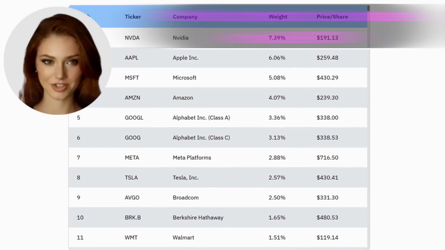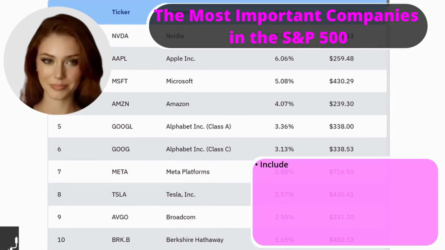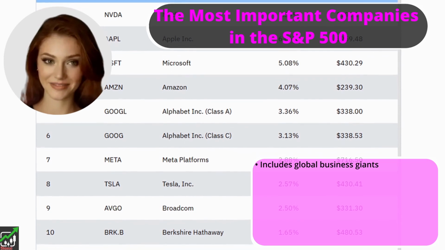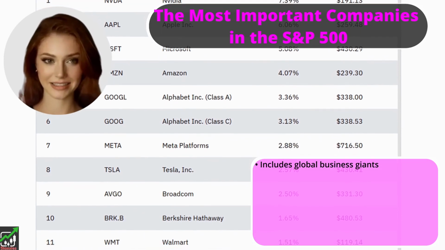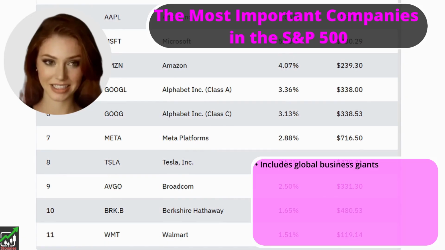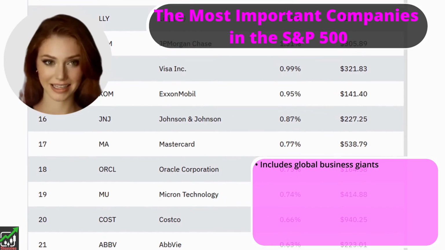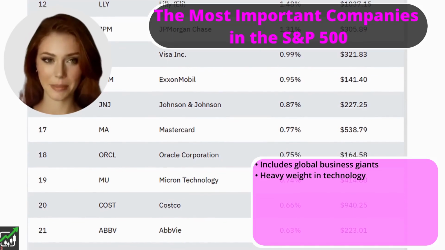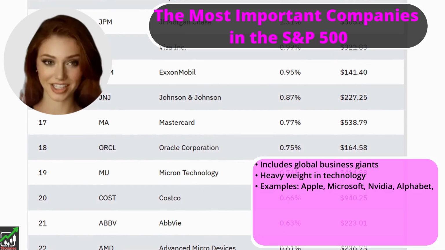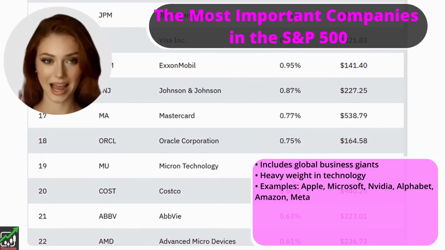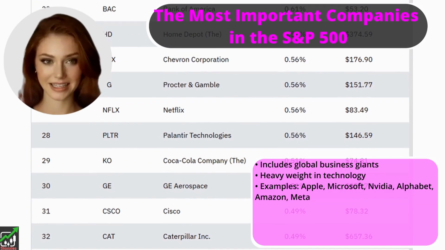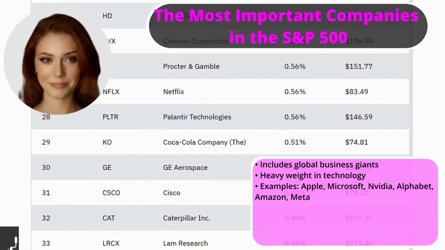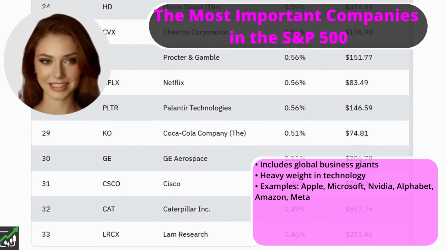The S&P 500 is home to some of the largest and most powerful companies in the world. These are businesses that affect our daily lives, even if we don't always realize it. Companies whose products and services are used by millions of people every day. The technology sector is particularly heavy on the index. There we find companies like Apple, Microsoft, Nvidia, Alphabet, which is Google's parent company, Amazon, and Meta. These companies have huge market capitalization and therefore influence the S&P 500 more than other smaller companies.